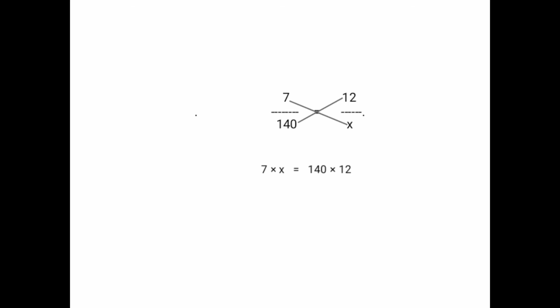7 into x is equal to 140 into 12. 7 into x is 7x. 140 into 12, the answer is 1680. You have to find the value of x. Okay, x is equal to 1680 upon 7. The number 7 which is on the left side with x, you have to shift it to the right side and write it in the denominator. So it becomes x is equal to 1680 upon 7, and 1680 upon 7 you have to divide.